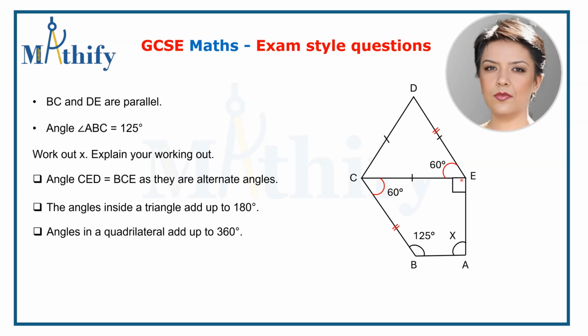So we know that this right angle is equal to 90 degrees. So all we need to do is just subtract, so do 360 minus 90 minus 60 minus 125 to get us the value for X. This is 85 degrees. Therefore, X is equal to 85 degrees.